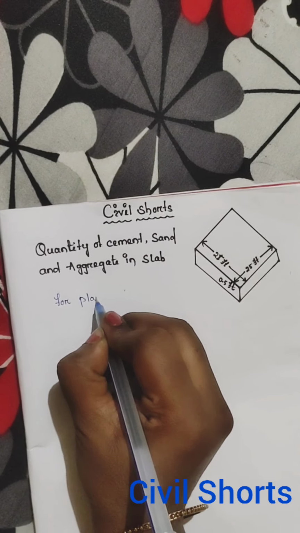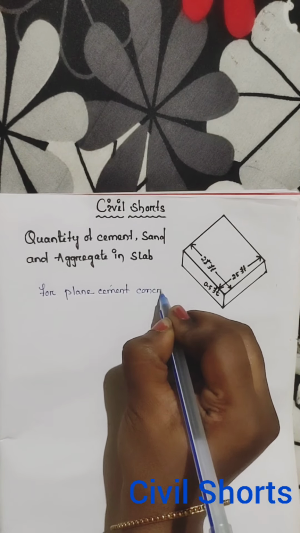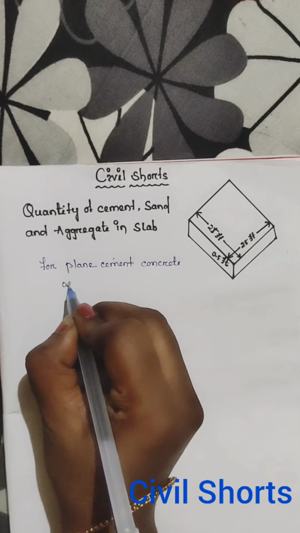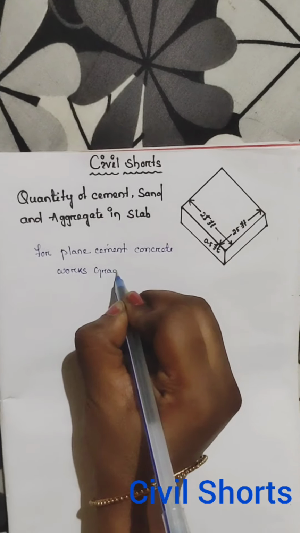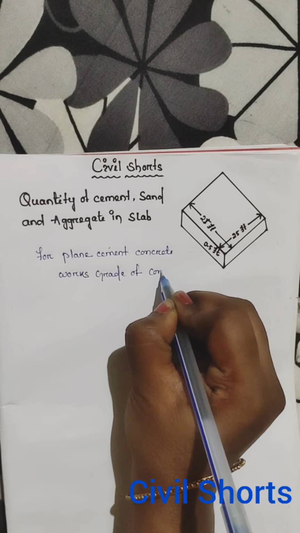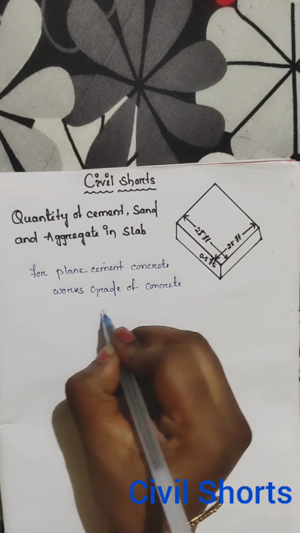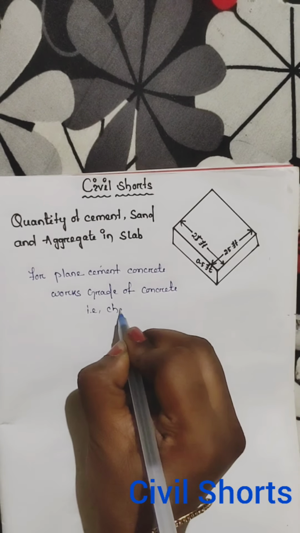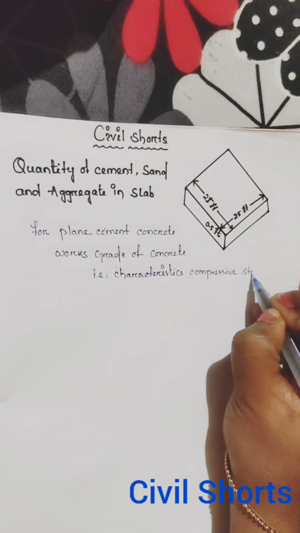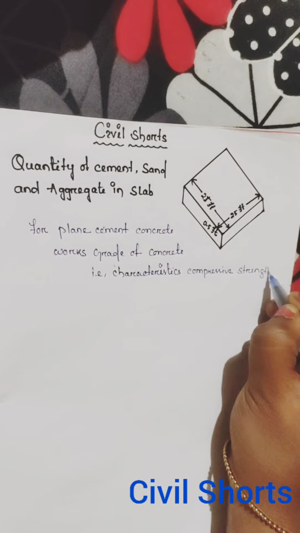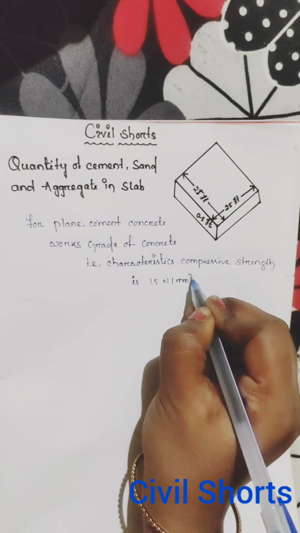For plain cement concrete works, the grade of concrete, that is the characteristic compressive strength, is 15 Newton per mm square.